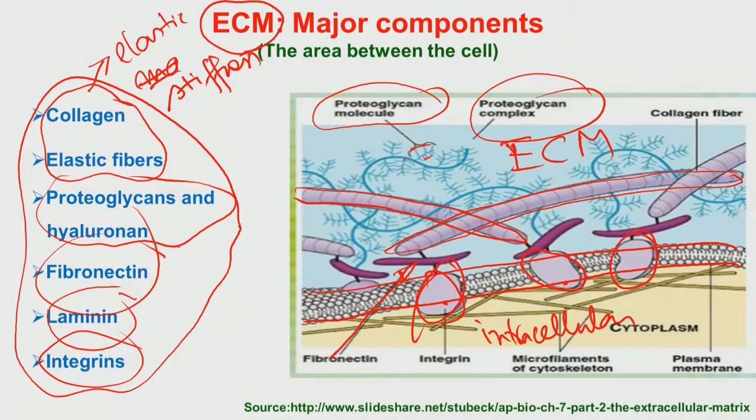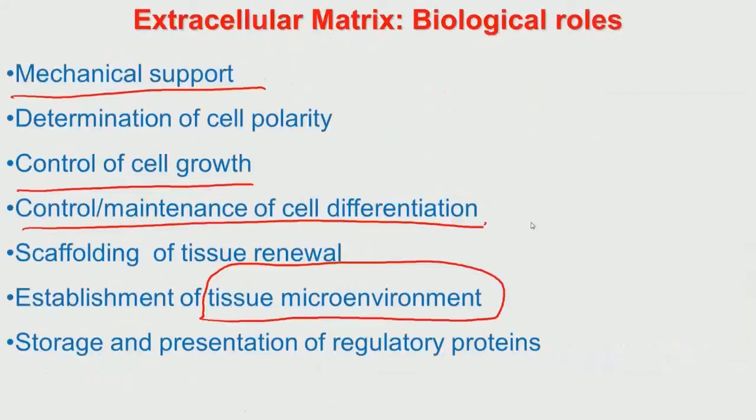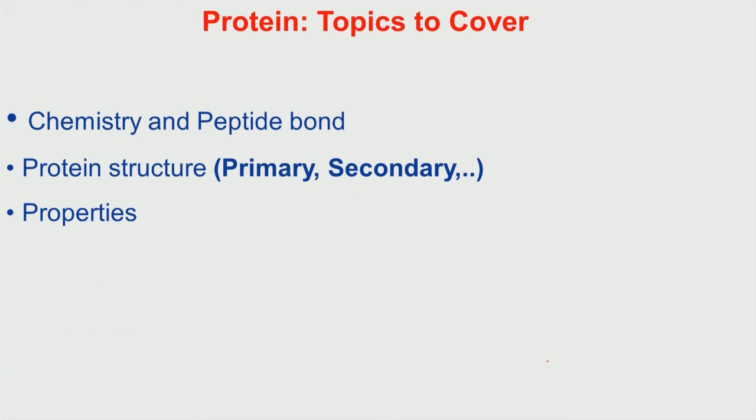So, essentially this ECM is synthesized by the cell itself, and then it forms by certain biological processes, and it is a very nice network of different biological macromolecules as well as different fibrous proteins. The extracellular matrix also helps in storing and presenting certain regulatory proteins.